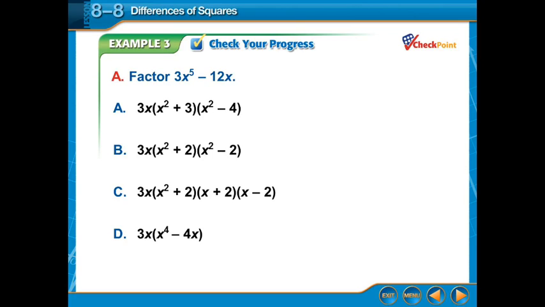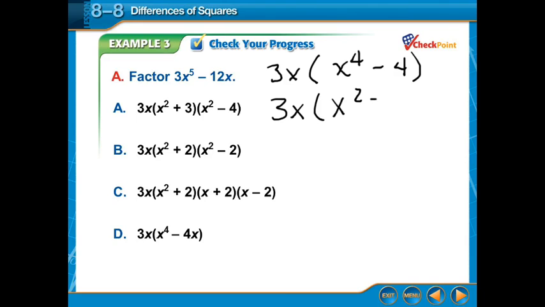Alright, let's factor 3x to the 5th minus 12x. Okay, the first thing I'm going to do is factor out what's in common. I'm going to take out a 3x. And that will leave me x to the 4th minus 4. So x to the 4th minus 4 is the difference of two squares. The square root of x to the 4th is x squared. Keep the 3x, x squared minus 2, and then I'll have x squared plus 2, because the square root of 4 is 2.